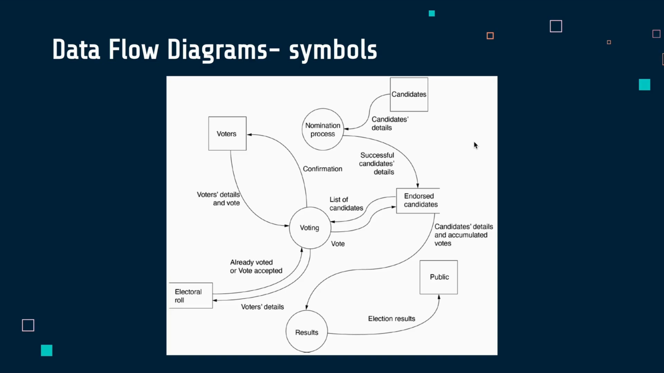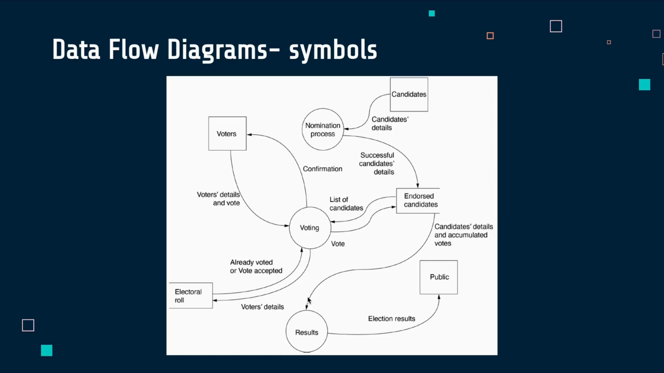So let's have a look at this example. This example is not meant to show the steps or the order in which things are executed in the system. It is essentially showing the flow of data. So this is a data flow diagram for a voting system. You will see here on the outside, you have candidates. They are the people who are looking to be voted for. You have voters, you have the public, and then you have a number of different processes.